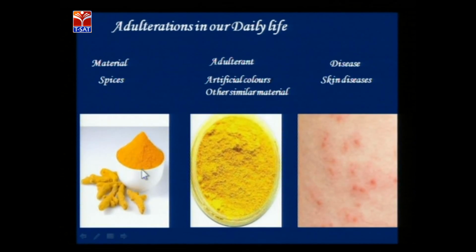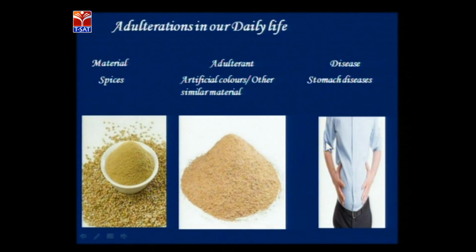And our spices. Here this is turmeric, and this is similar to this spice. Here this is an artificial color and other material similar to this spice. Sometimes it is adulterated with this. If you take this adulterated spice, you will suffer with skin diseases. And look at this. This is coriander powder. This coriander powder is adulterated with other similar material like sawdust. If you take this adulterated coriander powder, you will suffer with stomach diseases and various kinds of diseases.